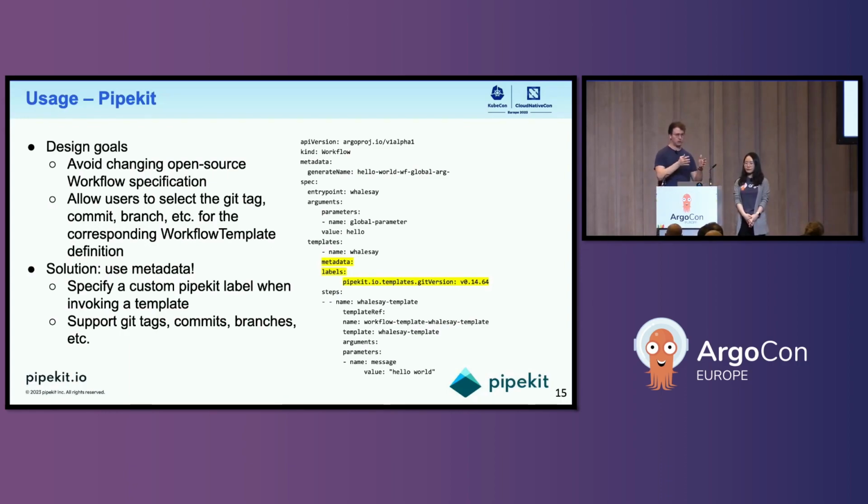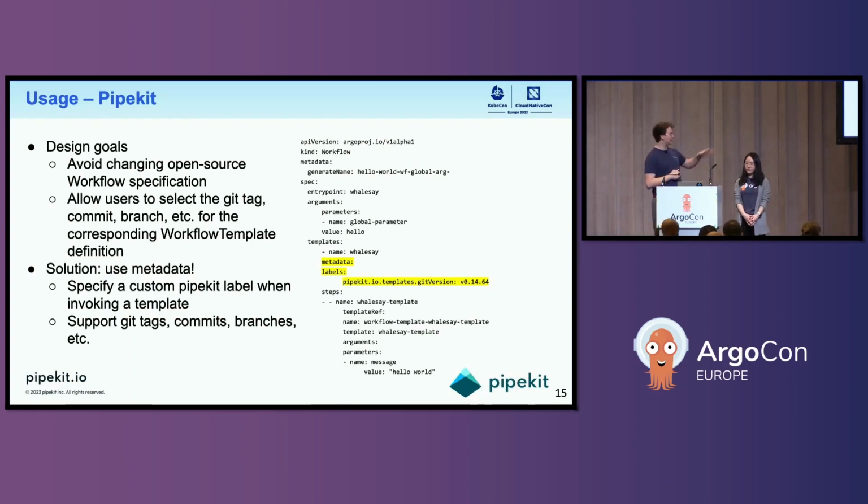Like how do you not modify the workflow template or the workflow and then add some bonus feature? So shout out to one of the engineers on our team, Philip, who came up with an interesting solution where we use metadata to override the Git reference. So we can specify a custom PipeKit label when we're invoking a template, sorry, not defining a template. And that supports Git tags, commits, branches, et cetera.